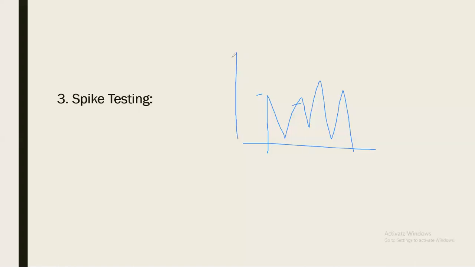Spike testing. What does spike mean? You may see hairstyles that look like this. Spikes, that is uneven. So if you go in terms of load over time, suddenly you have an increment in the load and then a decrement. This type of thing. We have to check how the application responds to it.